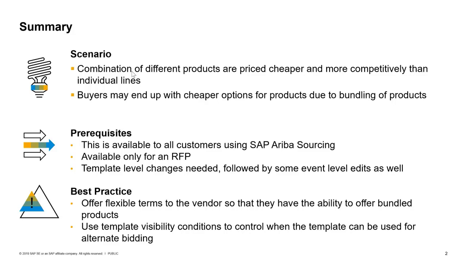We will see how this applies to an event and how the supplier will be able to submit a bid using alternative bidding, and also be able to create bundles. We will also see how a buyer views these bundles which are created by the supplier and how the buyer can take an informed decision.